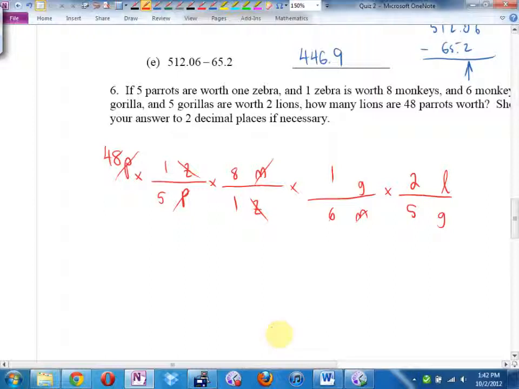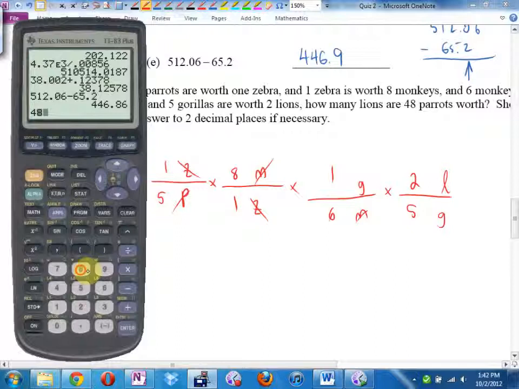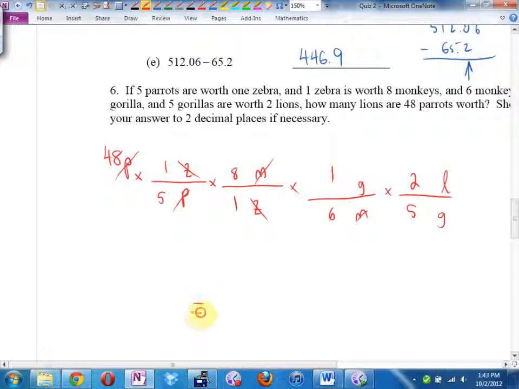So it looks like I'm going to go 48, ignore the ones, 48 times 8 times 2 divided by 5 divided by 6 divided by 5, to 2 decimal places if necessary. Is the answer 5.12? 5.12 lions.